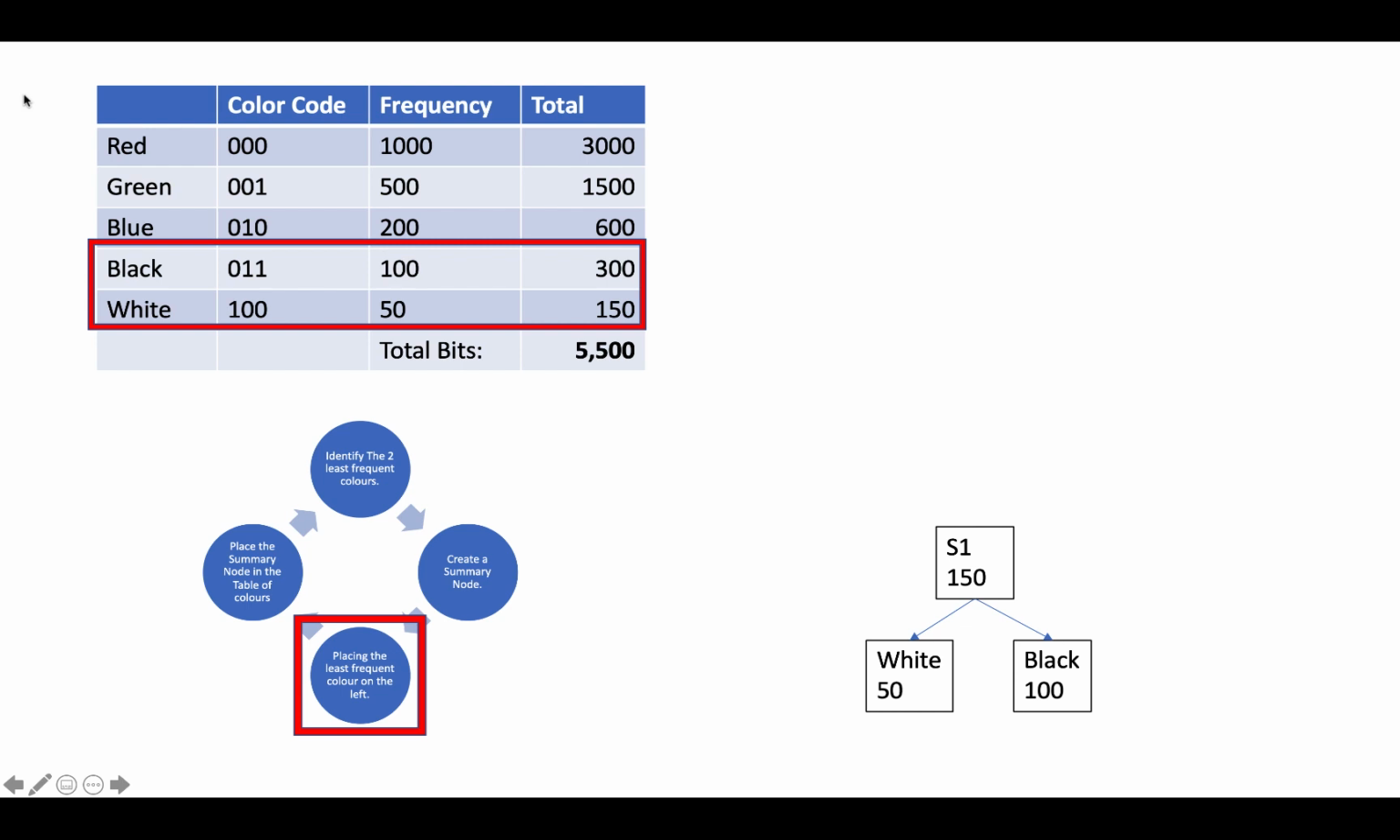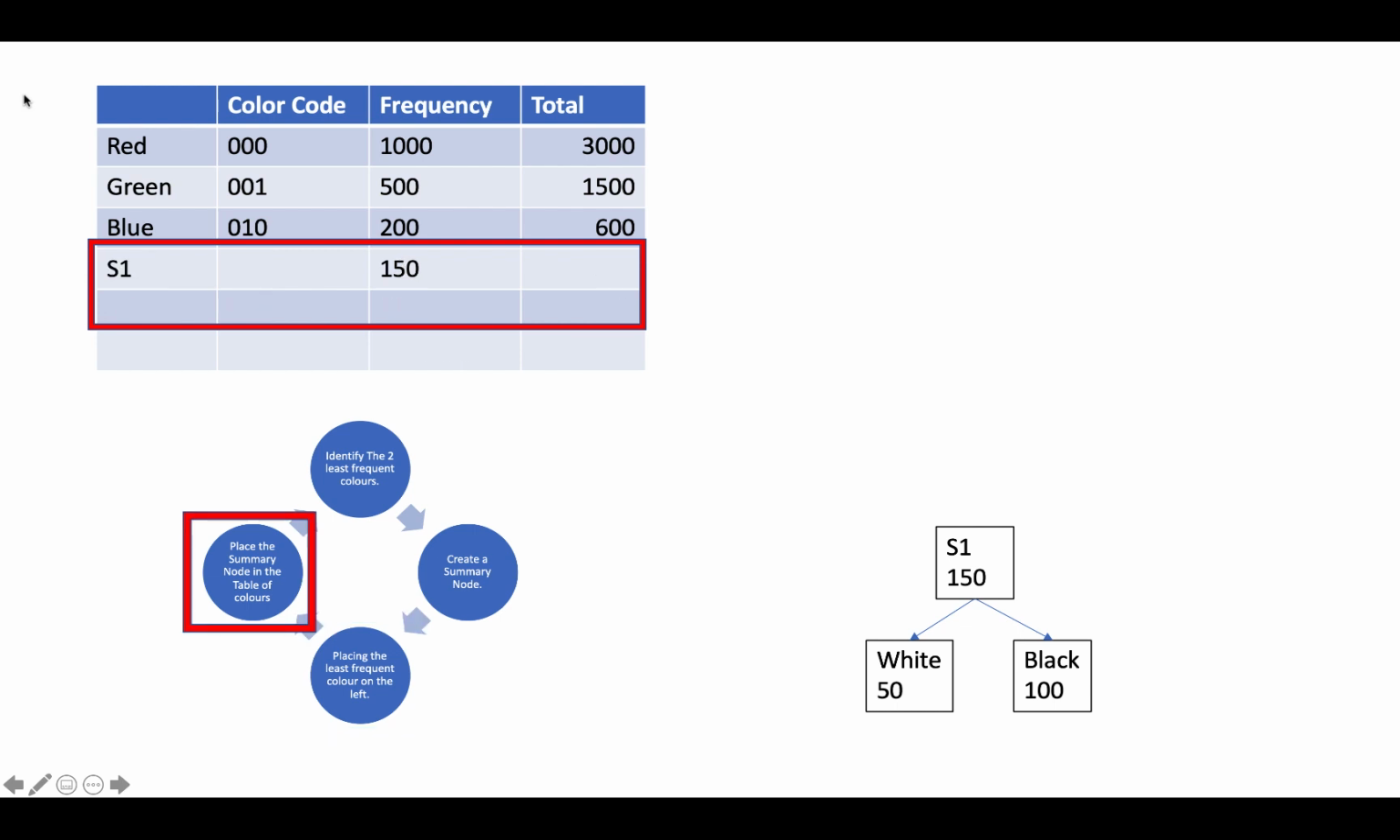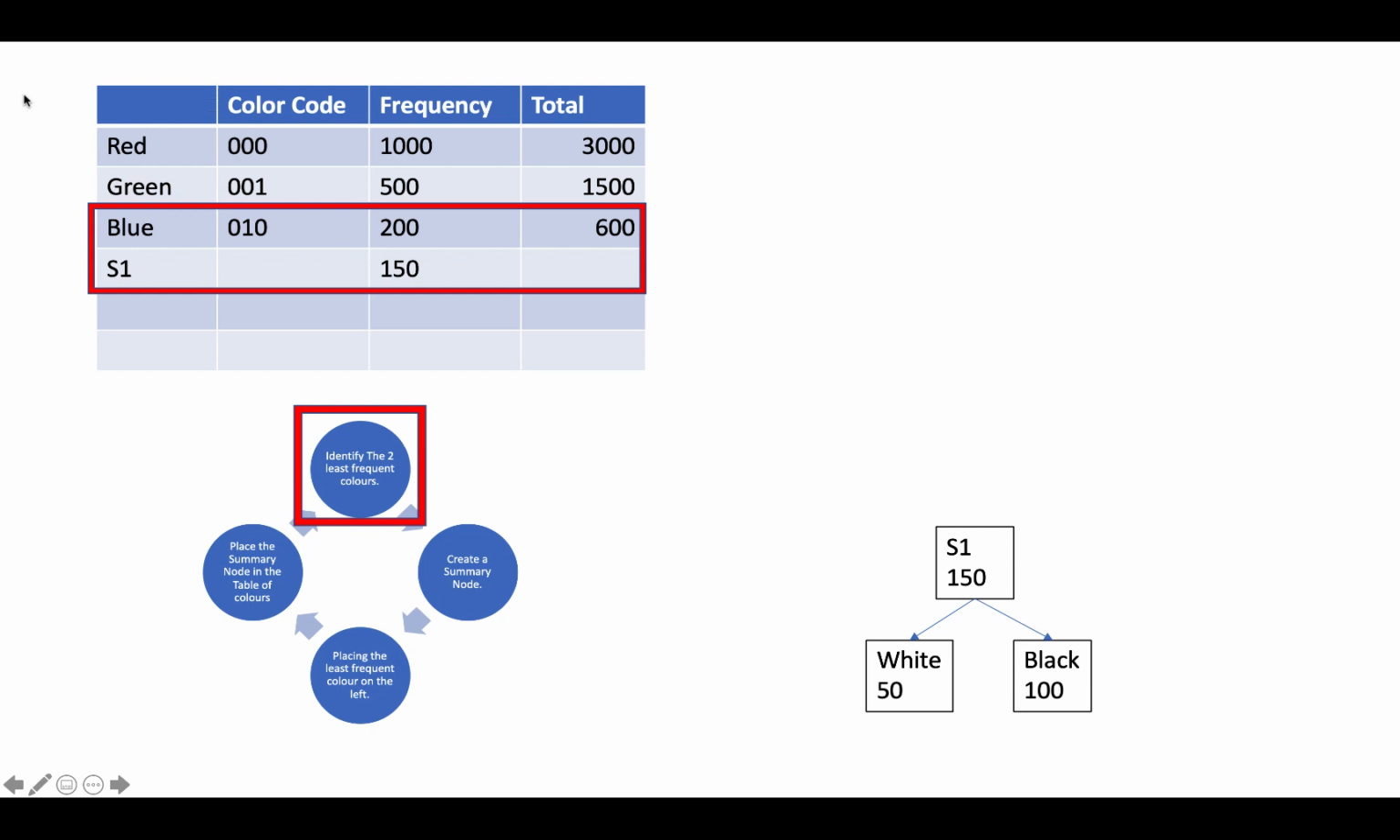The next step is to make sure that the lowest frequency node is always on the left. Okay, so in this case it already is, so the white is less than the black, so we make sure that the white goes on the left hand side of the tree. Finally, we're going to replace the 2 colors that we've used, so in this case white and black, with our summary node. So we go back to our table, we remove the white and the black, and we put the summary node in. So now we have red, green, blue, and our summary node.